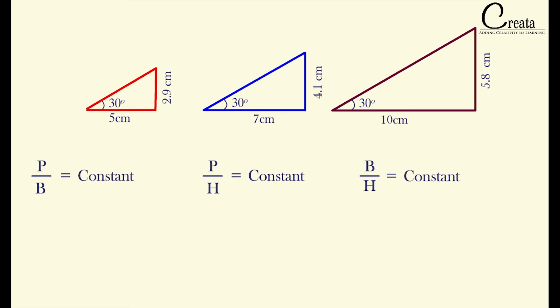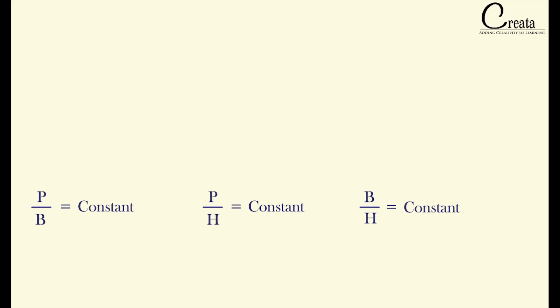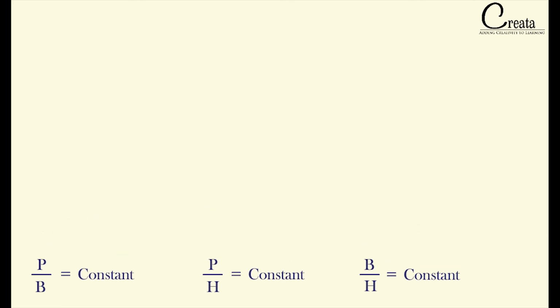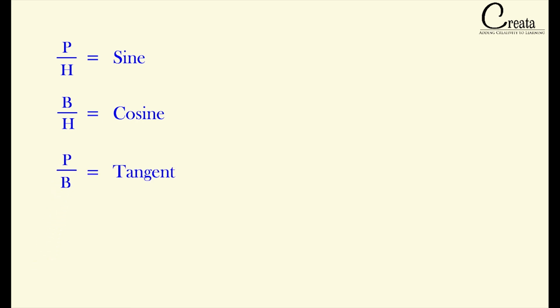Okay. Based on these observations, mathematicians have given special names to these ratios, which are known as trigonometric ratios. For perpendicular over hypotenuse, the name given is sine. For base over hypotenuse, the name given is cosine. And for perpendicular over base, the name given is tangent. In short, sine is written as sin, cosine is written as cos, and tangent is written as tan.